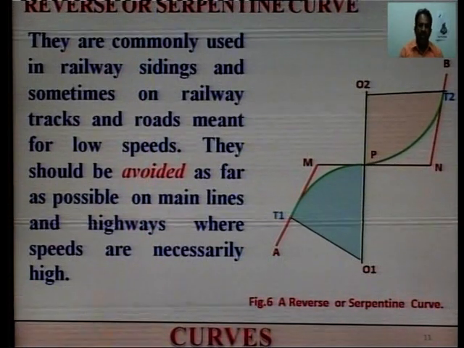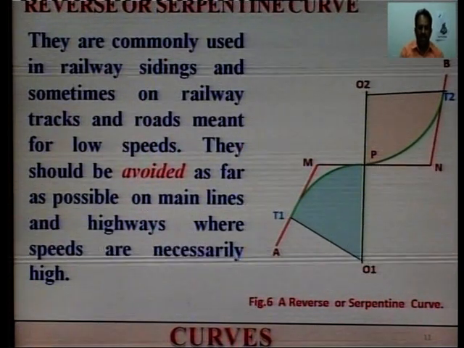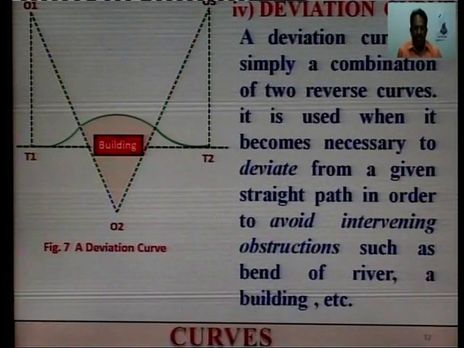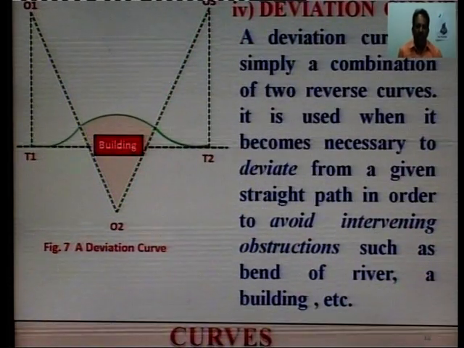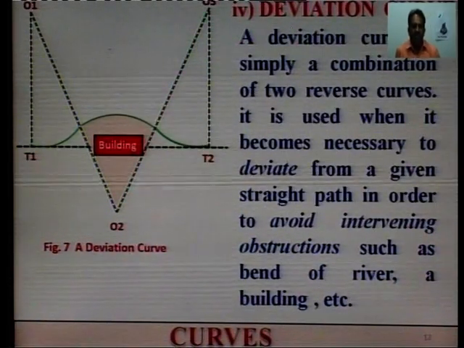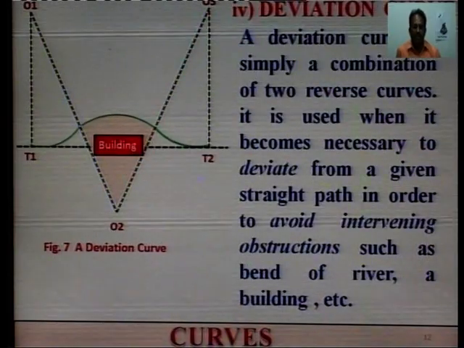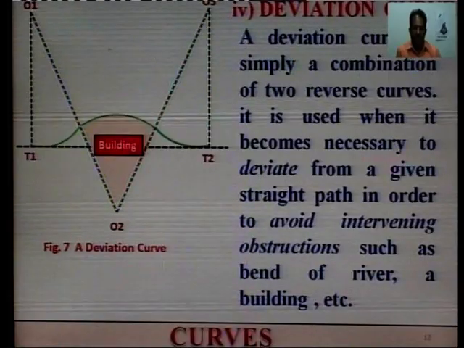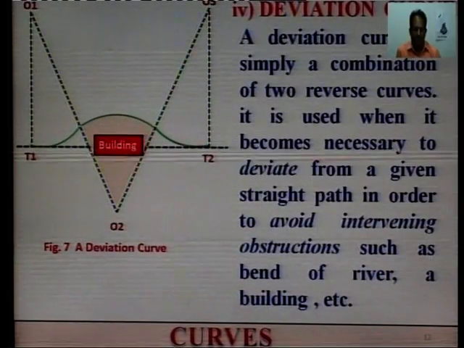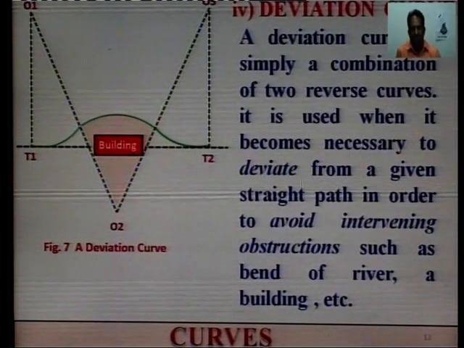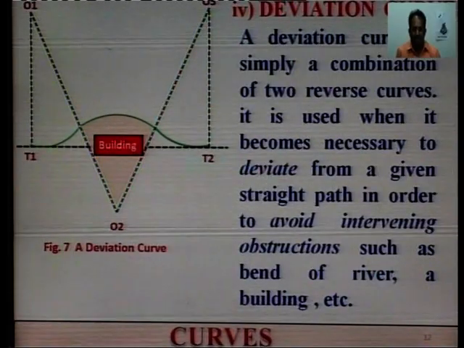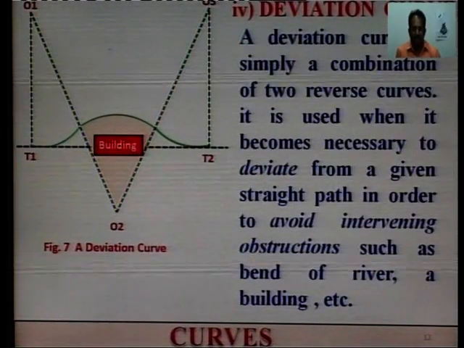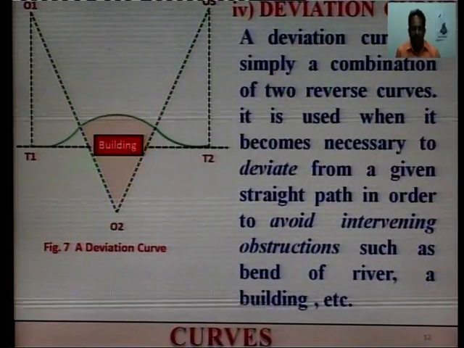So, these are three types of curves and the fourth one is the deviation curve. As is shown on your screen, a deviation curve is simply a combination of two reverse curves. Please see on your screen, this is the combination of different types of curves. So, a deviation curve is simply a combination of two reverse curves.